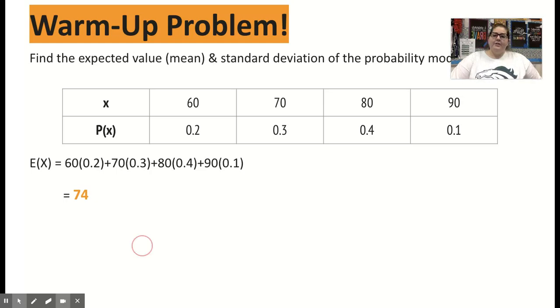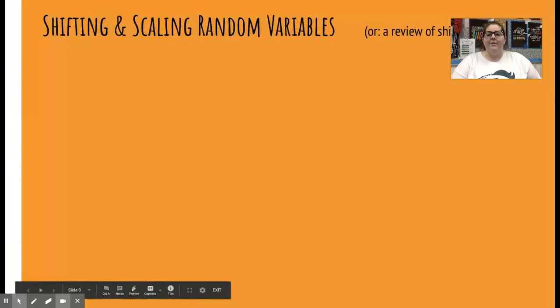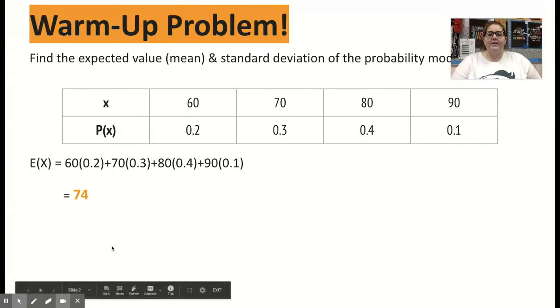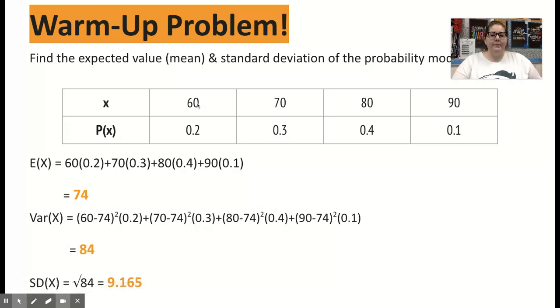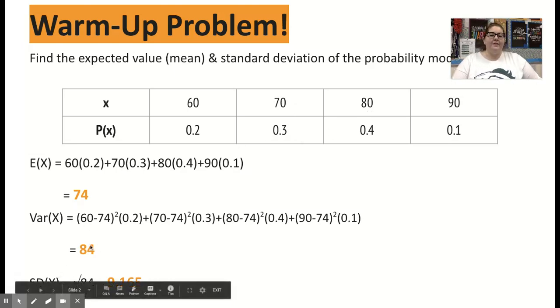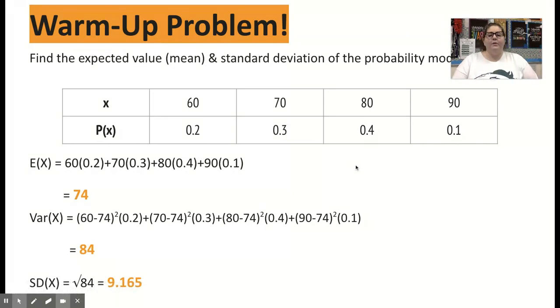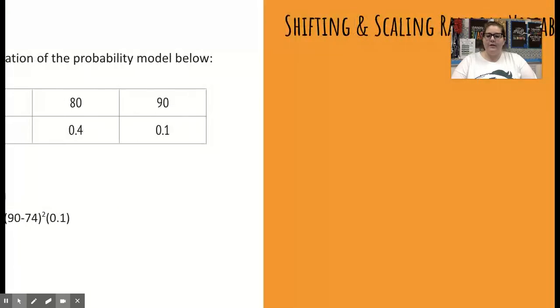And then for standard deviation, we would first find the variance, which is what goes in the square root. So each number minus the mean, so 60 minus 74 squared times its probability 0.2. And then 70 minus 74 squared times 0.3, etc. We add those all together, that gives us the variance. And then we take the square root of that to get our standard deviation, which is 9.165. So that was our quick warm-up on what we learned in the last lesson.